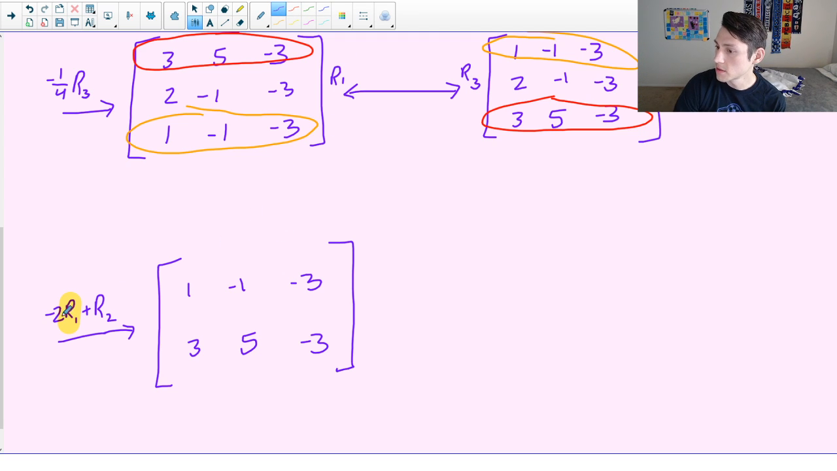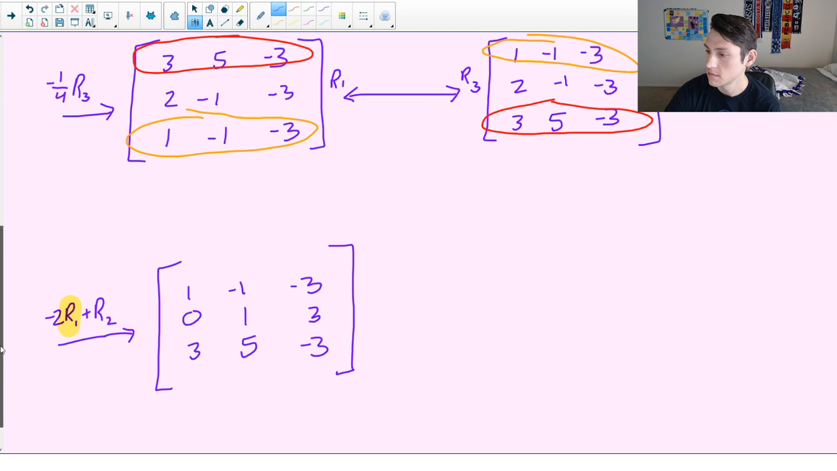So let's back up here. -2 times row 1, so that would be -2 times 1 plus 2. -2 plus 2 is 0. -2 times -1 is positive 2, and positive 2 plus -1 is 1. -2 times -3 is positive 6, and 6 plus -3 is 3. So there's what my second row now looks like.